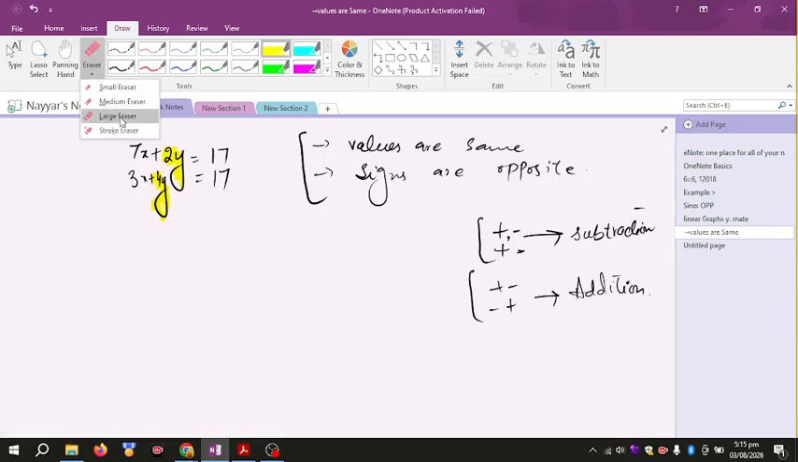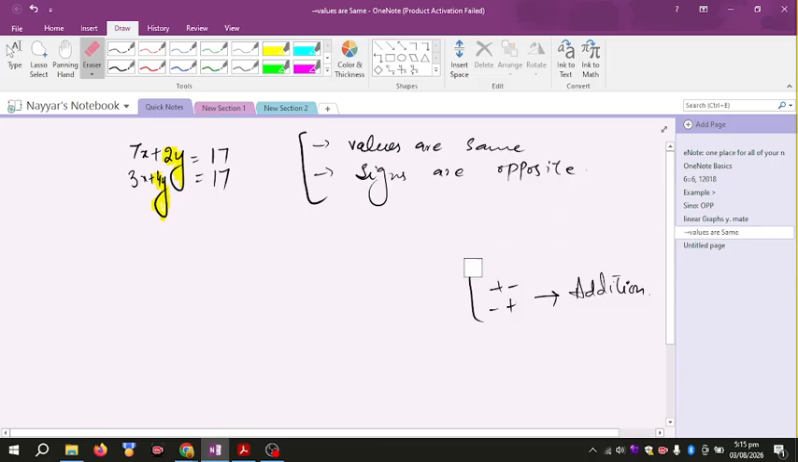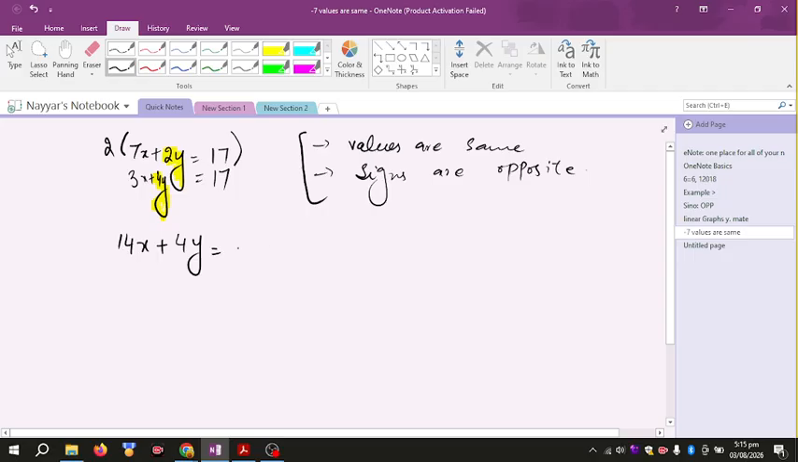Okay, but according to the rule of the equation, we cannot only multiply a single term with 2. If we want to multiply it with 2, we have to multiply it with the whole equation. We'll multiply the whole equation with 2, because this is the rule of the equation. And why we are doing this? Because we are making the variables and the values same. So if I multiply the whole equation with 2, we'll get 2 times 7 is 14x, 2 times 2 is 4y, and 2 times 17 is 34.